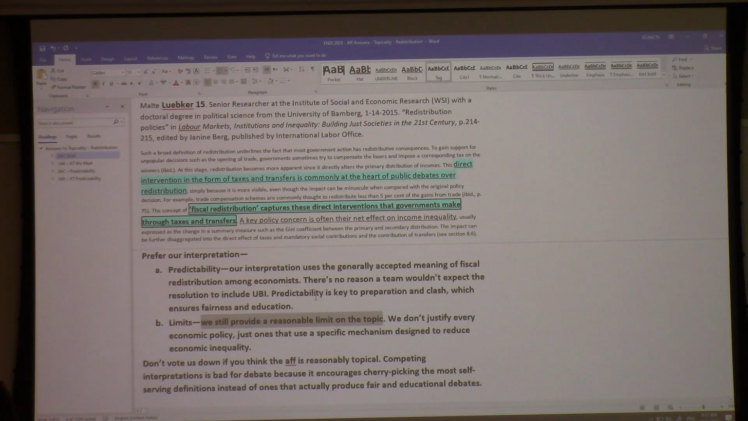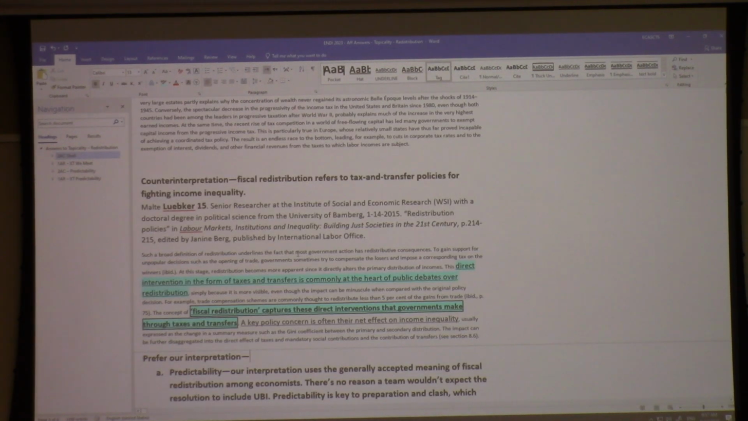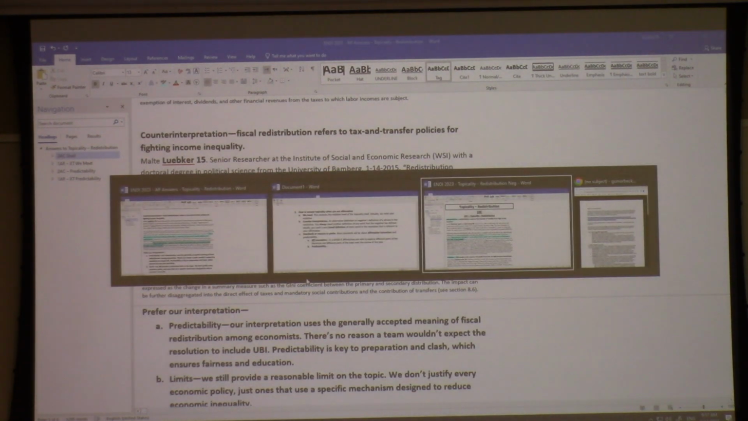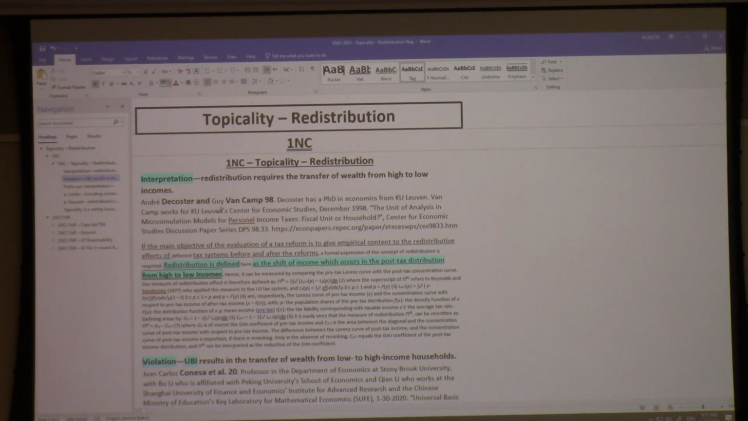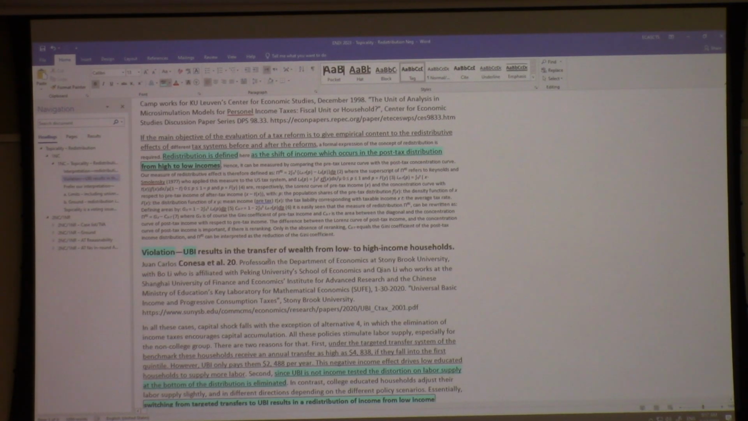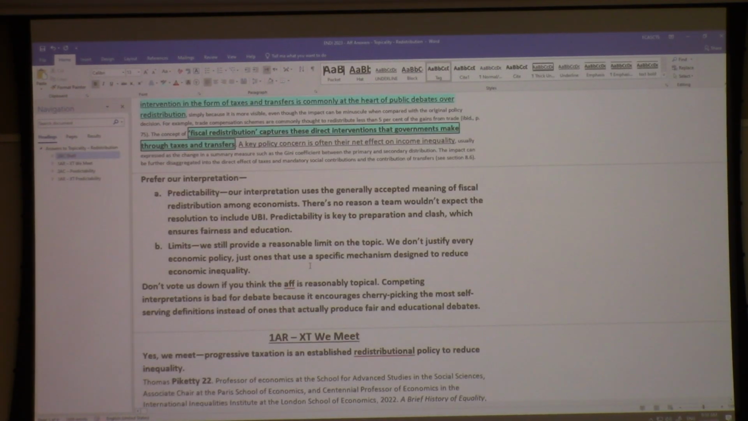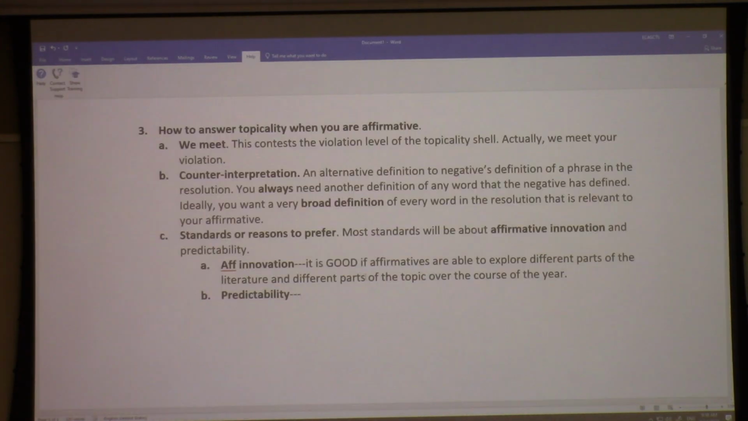We still have just economic policies that have a specific mechanism designed to reduce inequality. But there's comparatively more flexibility under this interpretation of the resolution than the negative's more restricted definition, which is purely about UBI, or like the transfer of wealth from low-income households to high-income households. And then the last argument that we have here is reasonability, which I'll talk about later.